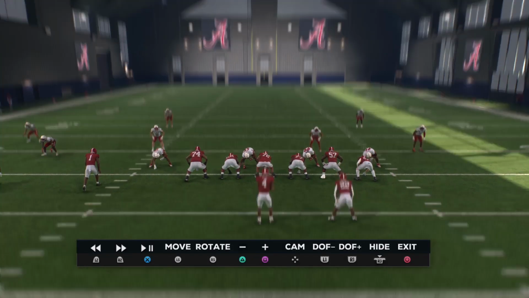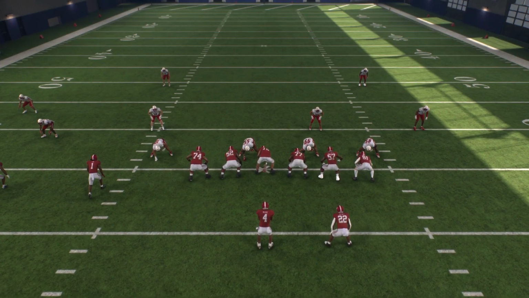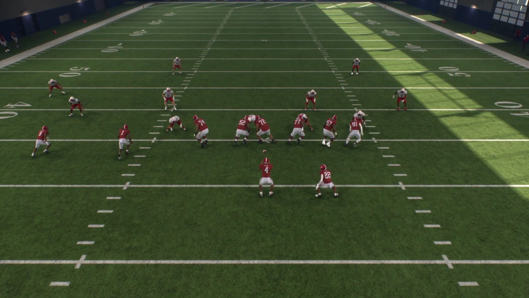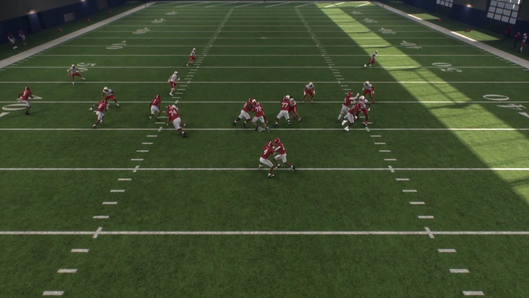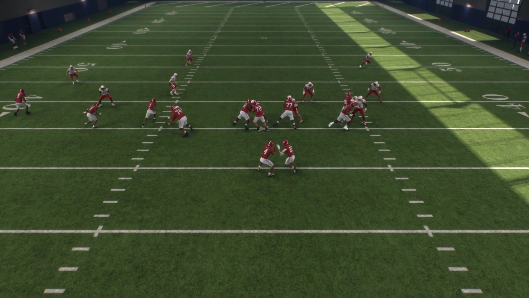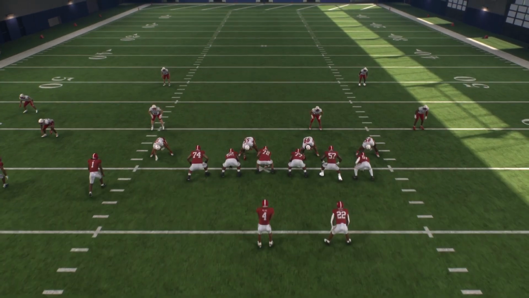It's just looking at your blocking assignments, and a lot of people don't do that. They're just hiking the ball and running wherever they see green grass, which can be beneficial. But if you want to be more scientific with your approach, take a look at the blocking assignments beforehand and get a good idea where you're going, right?